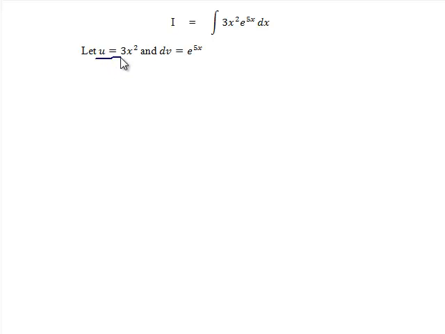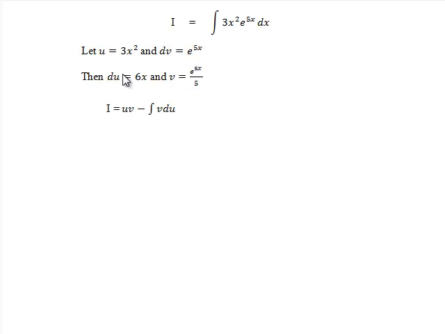We're going to find the differential of this, which is going to be 6x, and the integral of this is e to the 5x over 5. Just to be sure, let's differentiate this, and we're going to get e to the 5x times a 5 because of the 5x at the top there, which would cancel with that, and that will get us back to here. So we put this into the formula.